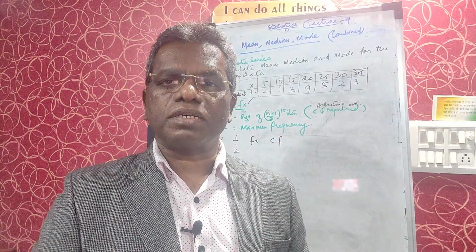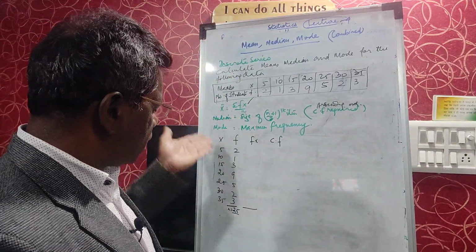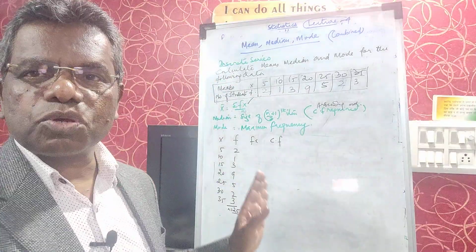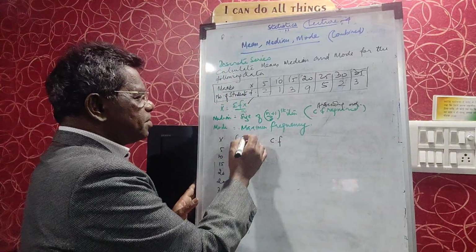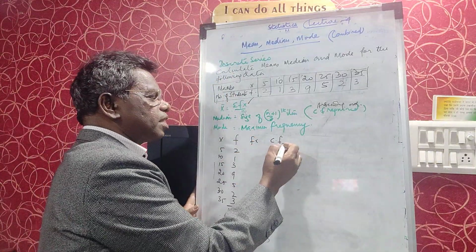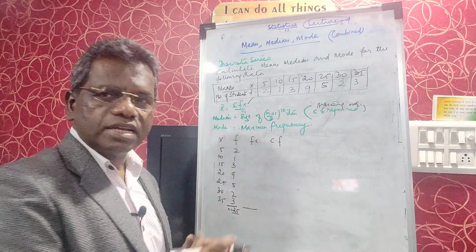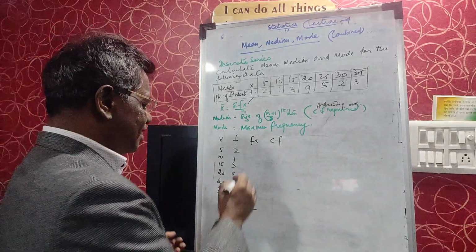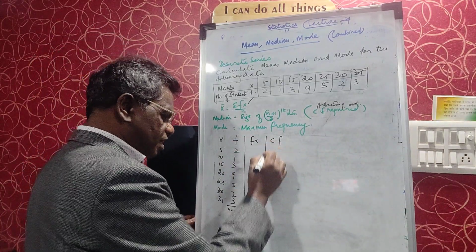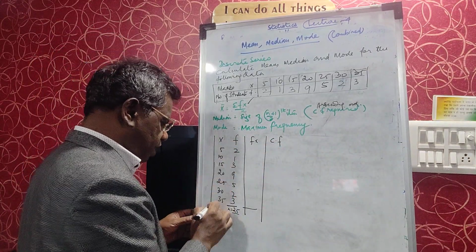And what about mode? For mode, nothing. Mode is already there by inspection, so no more column is required. Only the column for arithmetic mean, and along with the arithmetic mean make one column for CF, that is to find out the median. So simple. So the column is important. I am always in favor of making this table.